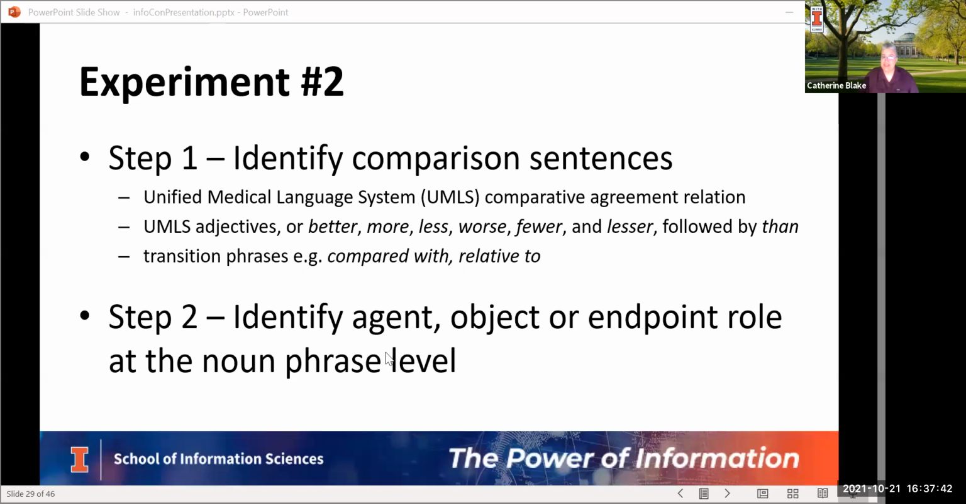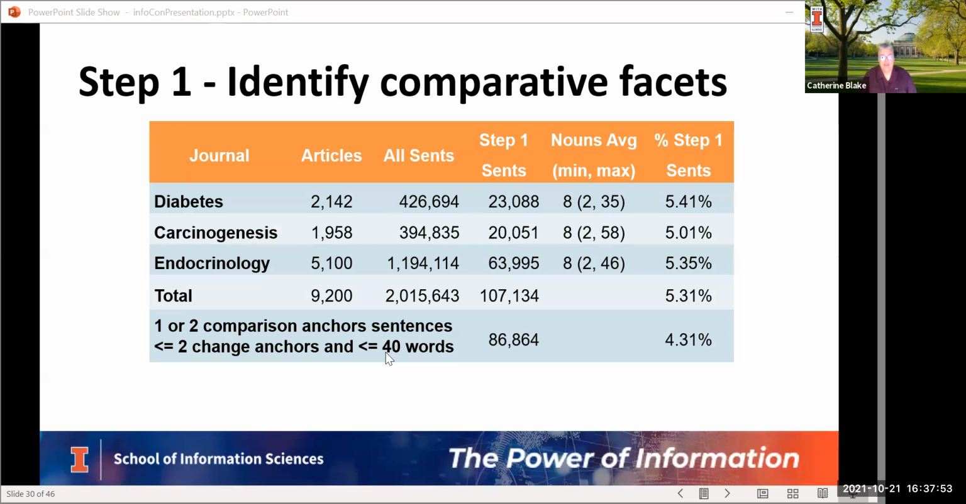And then the second step is where we start to build another classifier. And this time our classifier is going to predict a noun phrase rather than the entire sentence. So what we did was we actually wrote a series of rules. So we went back to experiment 1 and we said, what are the words in here? And can we just use those words? And we did that for 3 different journals: diabetes, carcinogenesis, and endocrinology.